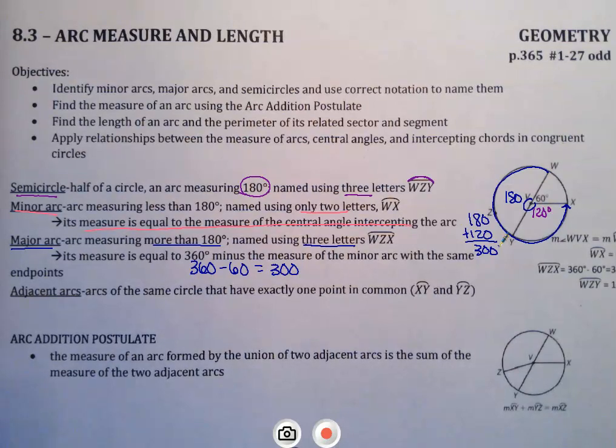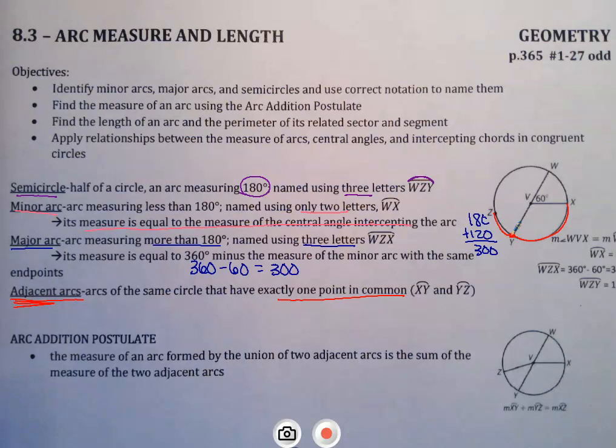Next up, we have adjacent arcs. What does adjacent mean? Lucas is adjacent to Caden, right next to you. Adjacent arcs are arcs of the same circle that have exactly 1 point in common. So here, XY is adjacent to YZ. They share this point right here in common. Good.